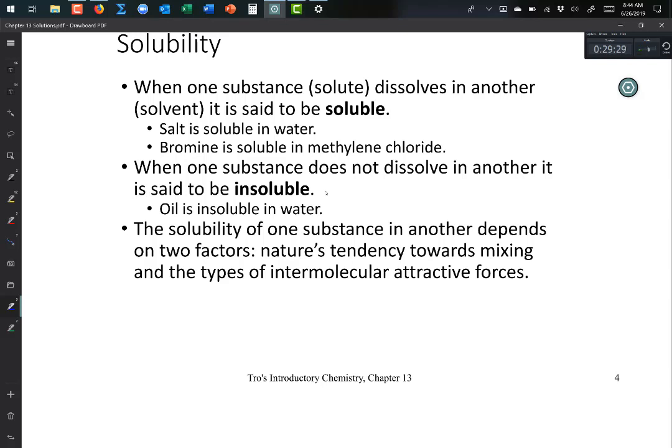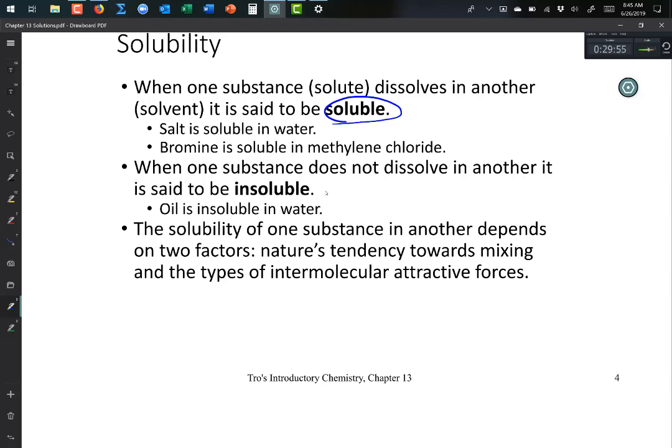There are two terms that we say: soluble and insoluble. When I say something is soluble, that means it will dissolve in the other substance. So soluble means you can dissolve it in another, like a salt in water. When I put salt in water, we say the salt is soluble.